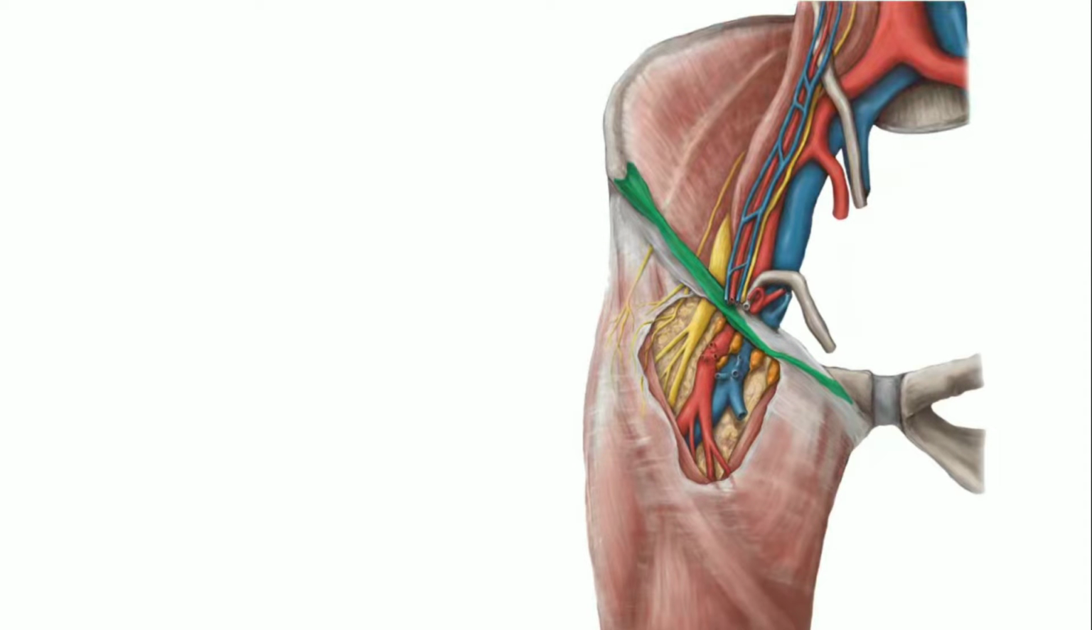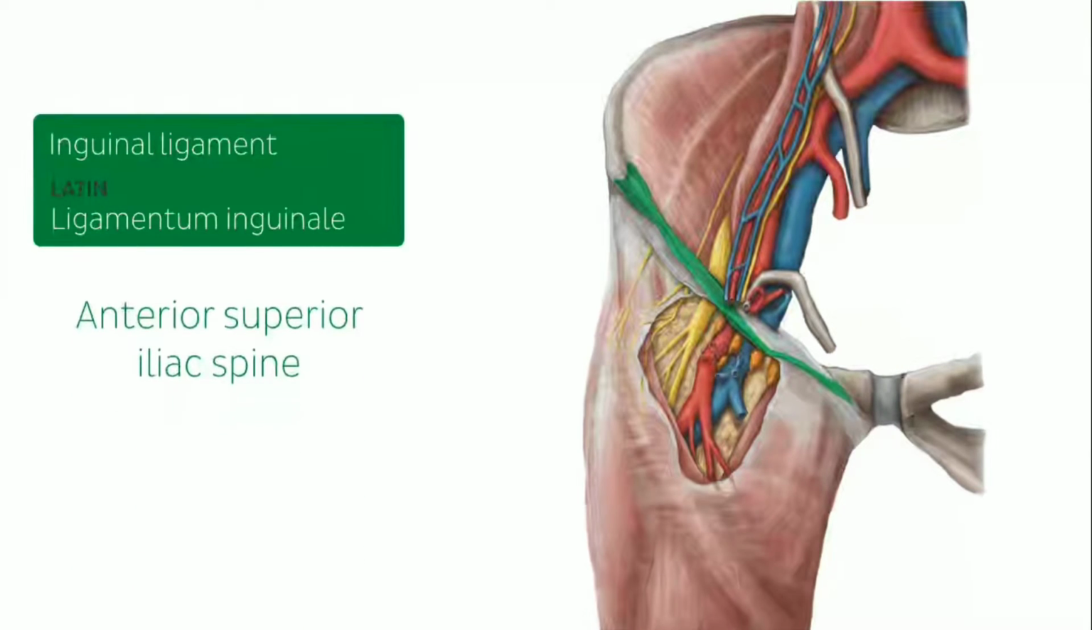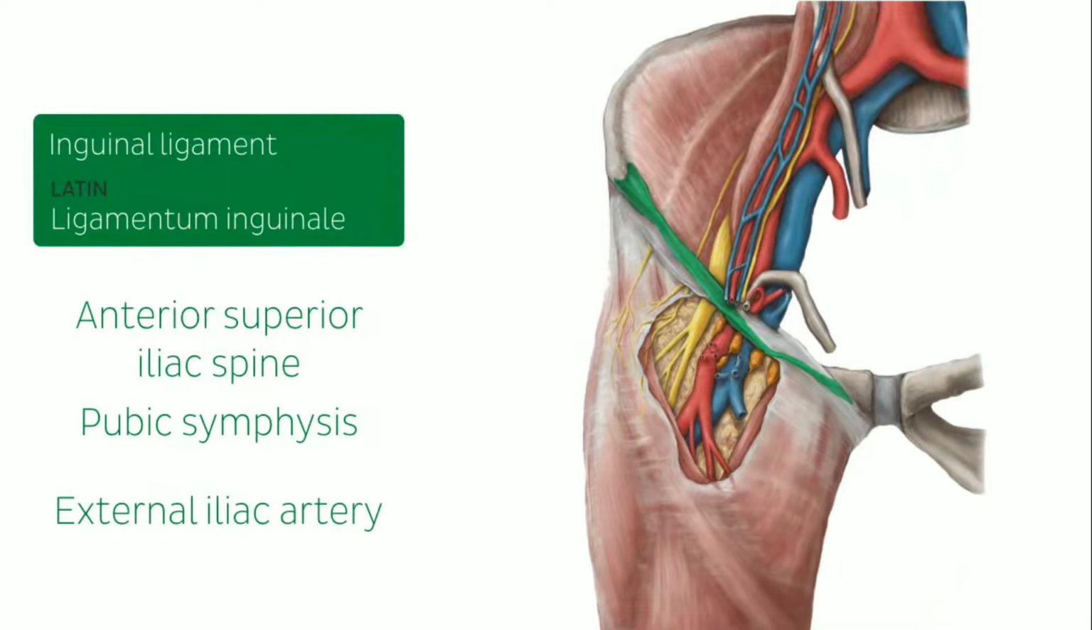But where does the femoral artery begin? The ligament highlighted here in green is known as the inguinal ligament. You can see in this image that the external iliac artery passes beneath this ligament. It passes under the inguinal ligament about halfway between the anterior superior iliac spine, which is an important bony landmark of the hip bone, and the pubic symphysis, which is a joint that unites the two pubic bones of the hip. The femoral artery is said to begin at this point, where the external iliac artery passes under the inguinal ligament.